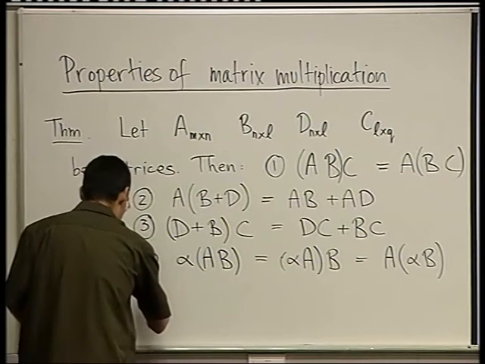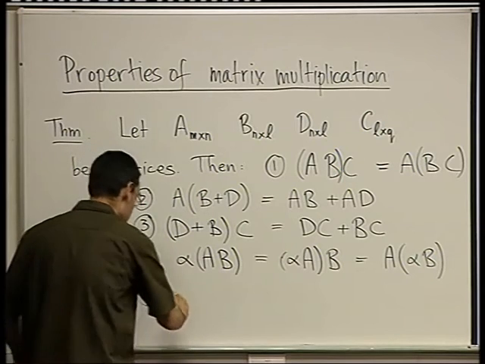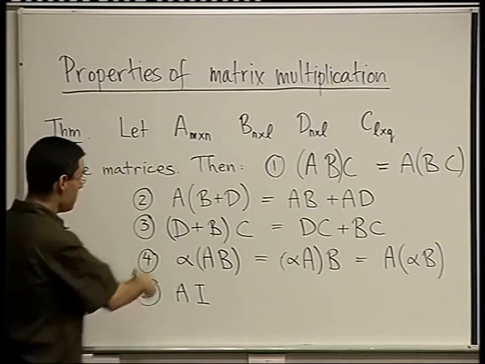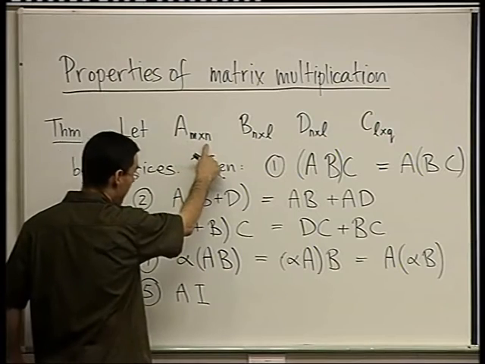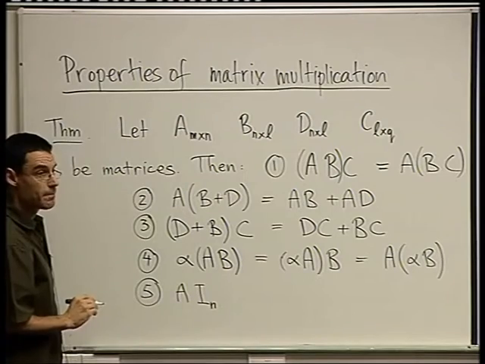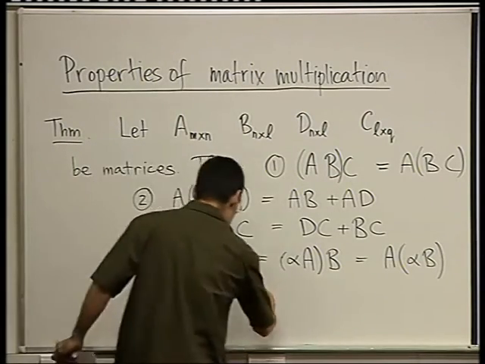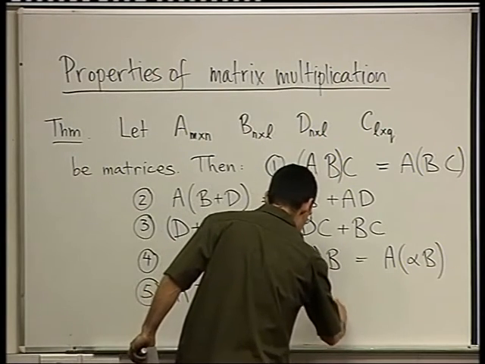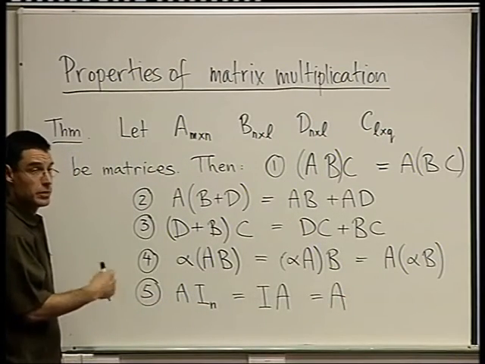Okay, property number 5. Remember we had the identity matrix, which we denoted by I. I has to be of the appropriate size. I is always a square matrix. So if A is m by n, I is going to be I_n, right? In order to be able to multiply. This equals I times A, and in turn this equals A. So I is indeed the identity with respect to multiplication.